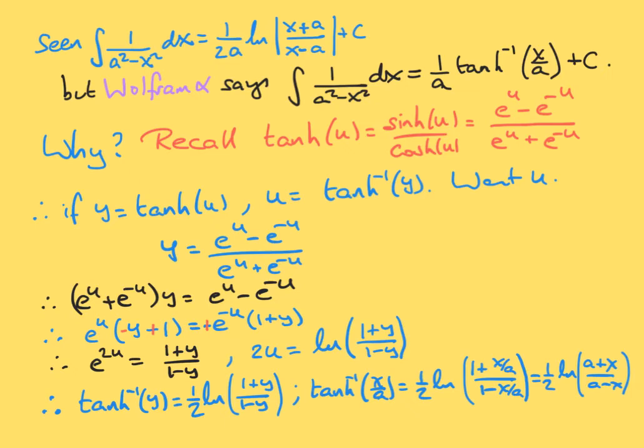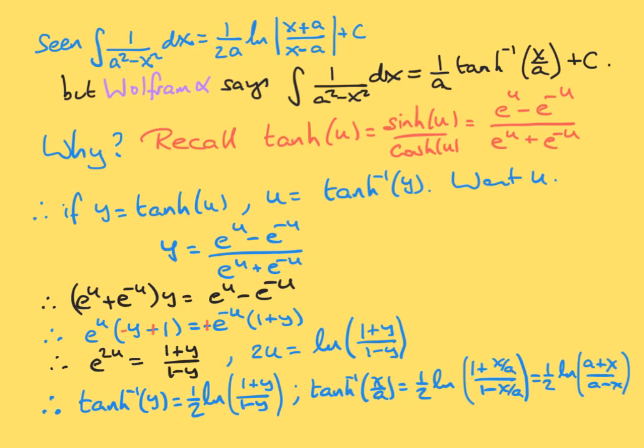And we're interested here in y being x over a. So we'll just put x over a everywhere that there's a y. So here and here. And then this is ugly. So inside the brackets, let's multiply by 1 by multiplying the whole of the top by a and multiplying the whole of the bottom by a.